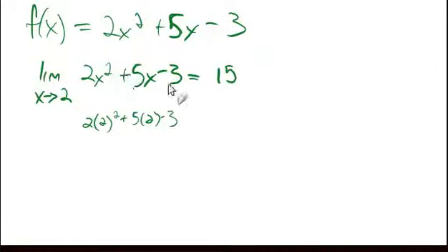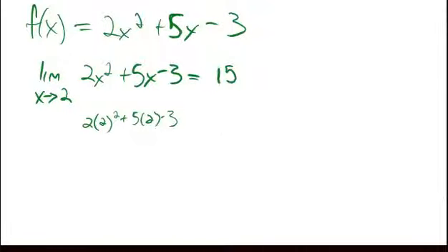And this is a parabola. It's a polynomial. It's nice and continuous. There's no breakups. It's not piecewise. It doesn't do anything weird. So we can just plug this number in, and of course, on the right and on the left, it would also approach 15 if this function is 15 at 2.